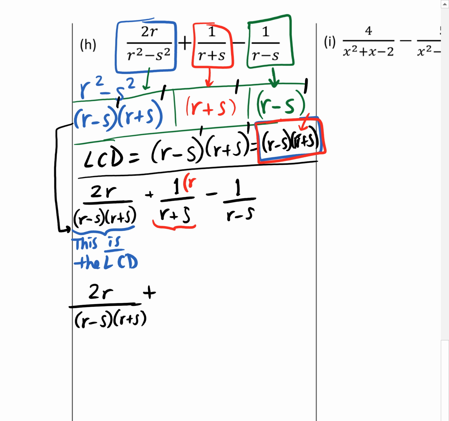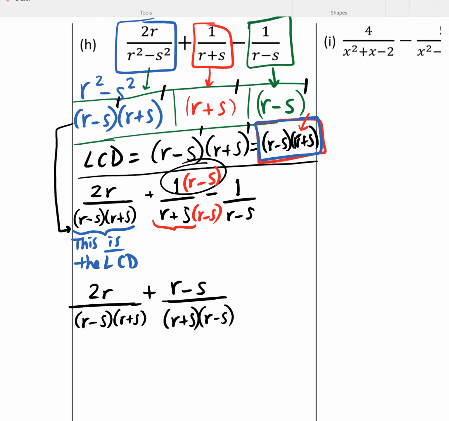It's missing the r minus s, so I need to multiply top and bottom by r minus s. Let me rewrite that guy down there. I mean, it's 1 times r minus s. That's really just r minus s. So if I wanted to, I don't really need the 1. You could put the 1 and be careful later, but I just know that 1 times anything is that thing, so there's no need to put 1 times r minus s.